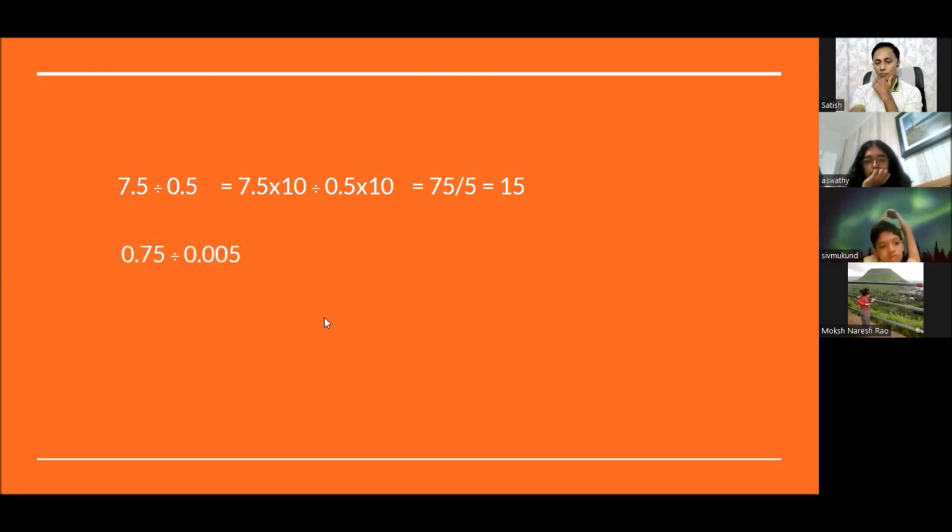Okay? So one more problem. You see, 0.75 divided by 0.005. Now you want to convert them into integers. So with what do you have to multiply? 100. 100. So this will become 75.